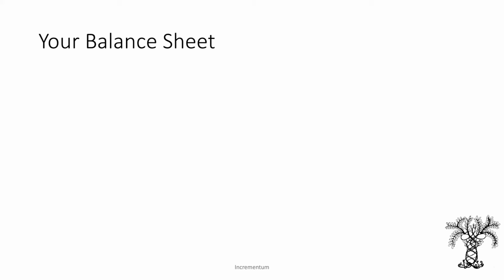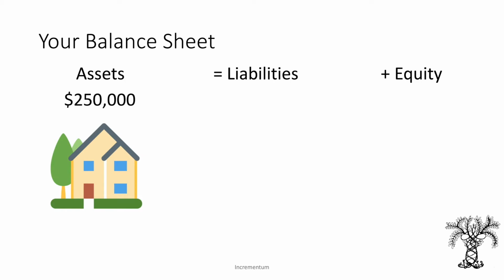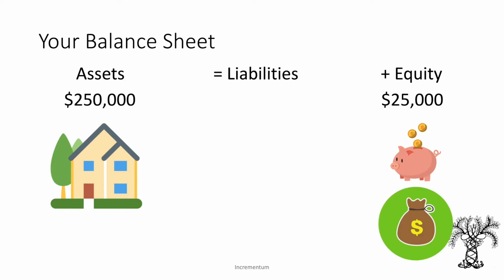So let's look at your balance sheet. Again, we'll start with the basic balance sheet equation, which is assets equals liabilities plus equity. So you also finance your assets with debt or liabilities and your own money or your own equity. Let's suppose that you've graduated college, you've been living with your parents, you've been saving and saving and saving, and you're ready to buy a home. You find a house you like, and you find that it's $250,000. So far, you've saved $25,000. So we're going to put that under equity because that's your money.